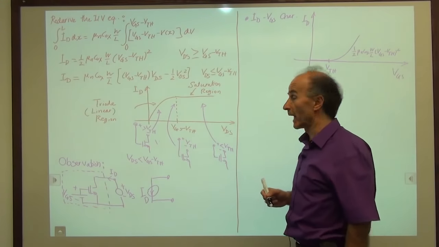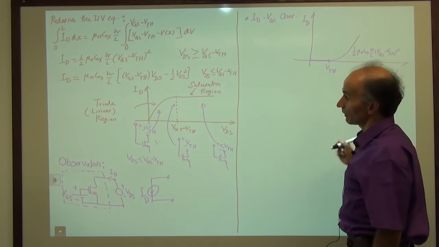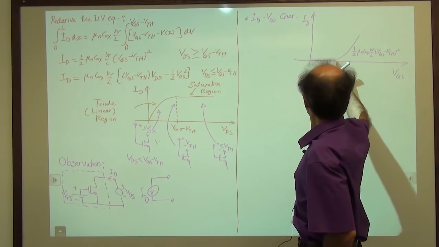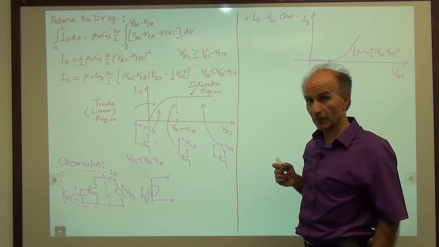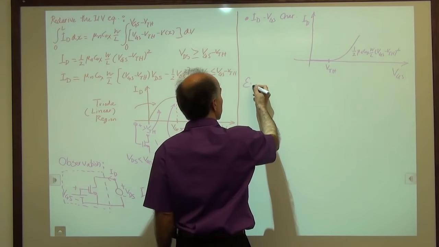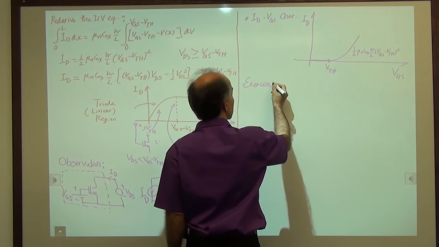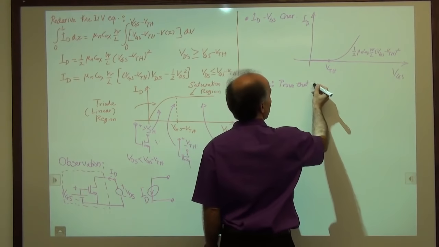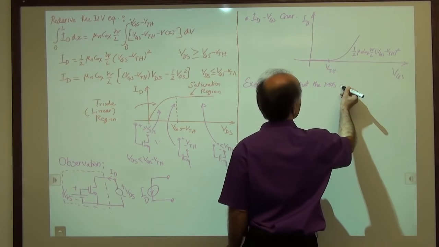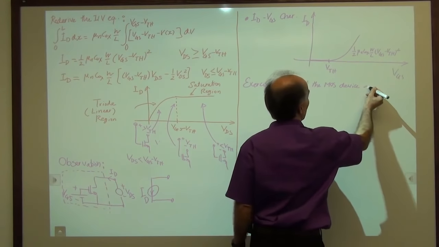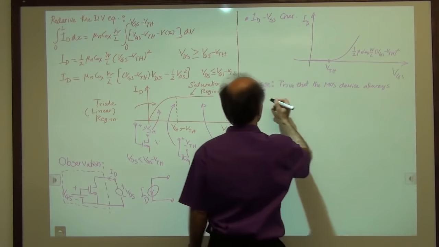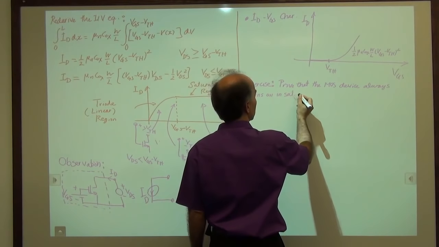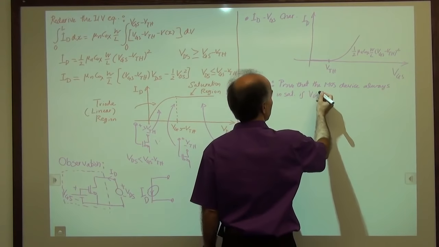Now, if VGS becomes larger and larger, at some point, we don't have this characteristic anymore. But at the beginning, we always have this characteristic. So let me pose an exercise to you. You need to think about this very carefully, and it's a very useful exercise. So prove that the MOS device always turns on in saturation if VDS is greater than zero.